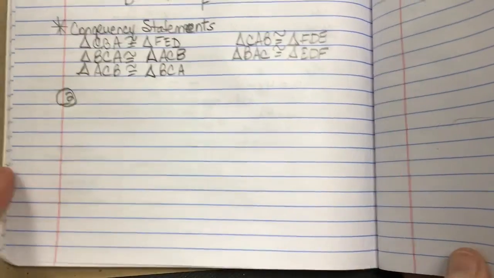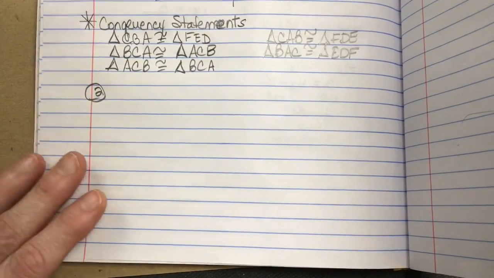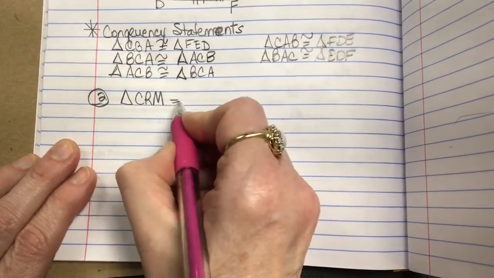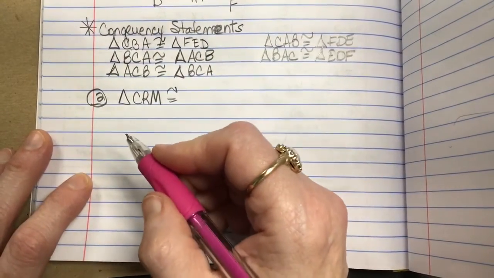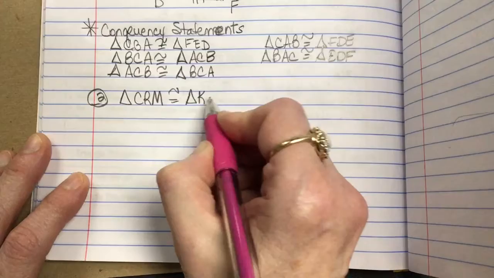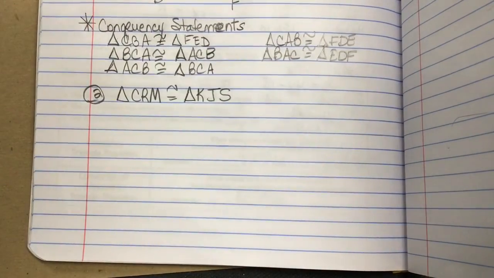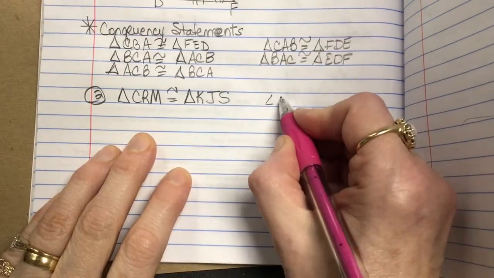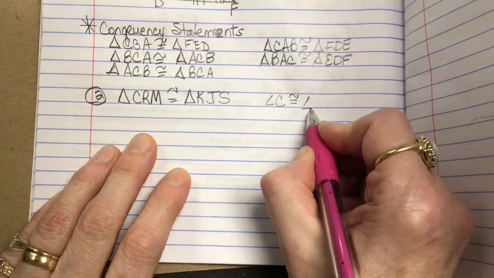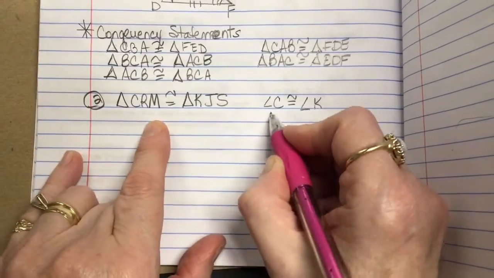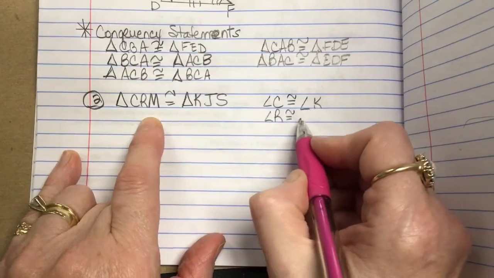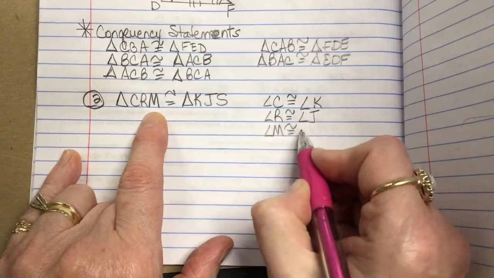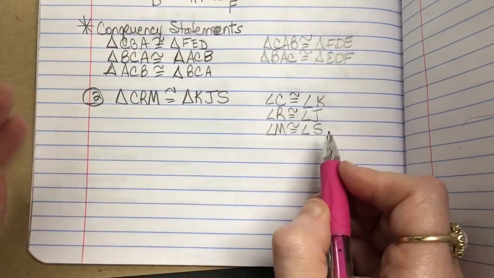Now we're going to do one like number one, except we're going to do it without a picture. We're going to say triangle CRM is congruent to triangle KJS. Don't need a picture, because I know which angles match up. Do you? What's angle C going to match up with? Angle K. Angle R? Anybody? Angle J. And angle M is going to match up with angle S. Angles are always easy.